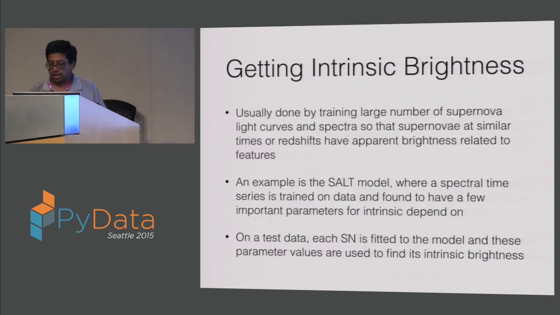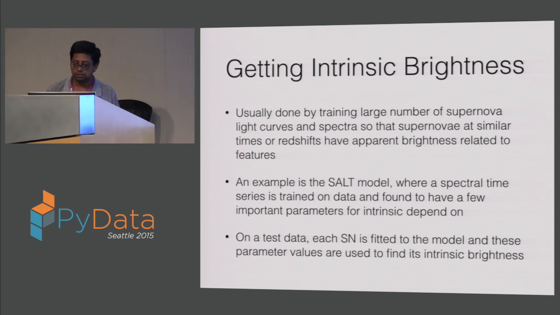Okay? And the way this has been done is by training on a very large number of supernovae light curves and spectra, so that supernovae at similar times have similar brightnesses unless some feature is changing. So this has been done. I'm not going to describe this process today. And it has been done in multiple ways.